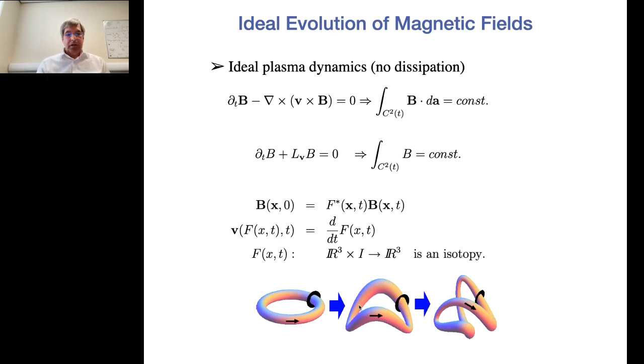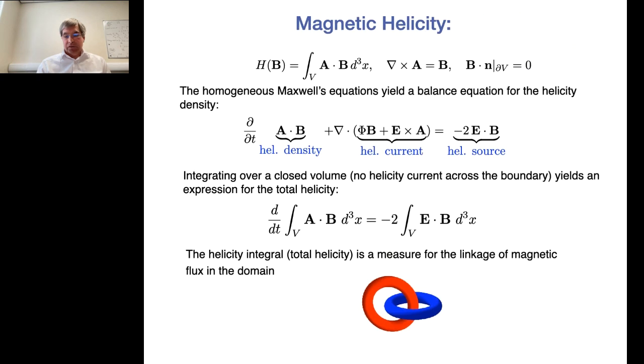Right. Now the main subject of this talk is magnetic helicity, and this is defined as an integral over the vector potential times the magnetic field. And this integral is gauge invariant, that is, it doesn't depend on the choice of the vector potential. If we choose a volume such that the magnetic field is tangent to the boundary everywhere.